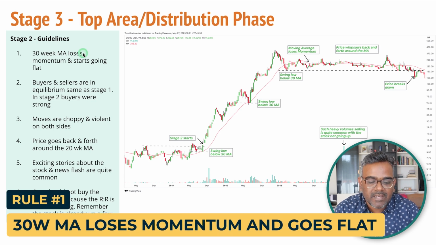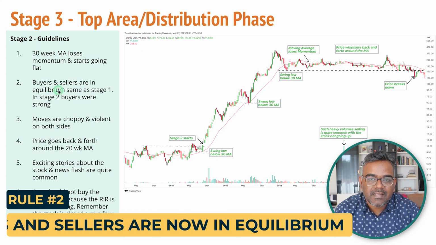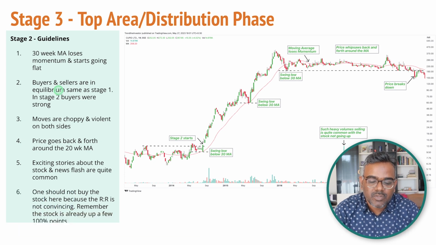The first rule is that the 30-week moving average starts losing momentum and starts going flat. If you see in stage 2, the moving average has been rising steadily and then it starts going flat. If you see this stock here, the 30-week moving average has been going completely sideways. What this means is that buyers and sellers are in a similar strength situation, a similar equilibrium, and this is almost similar to the stage 1 moving average, where we had an almost flat moving average. Neither buyers nor sellers had the upper hand, and both have almost equal strength of buying and selling.